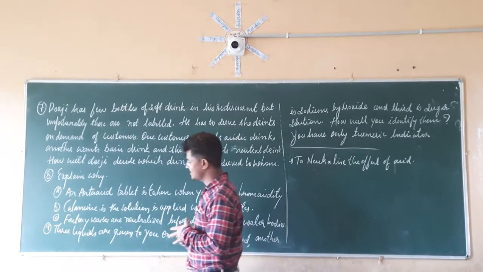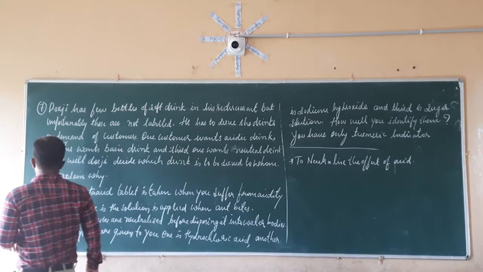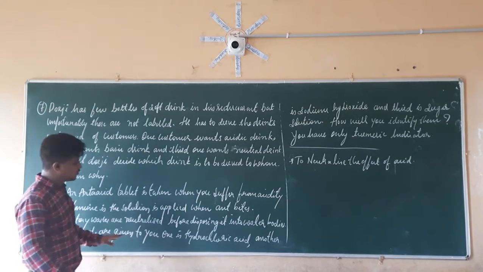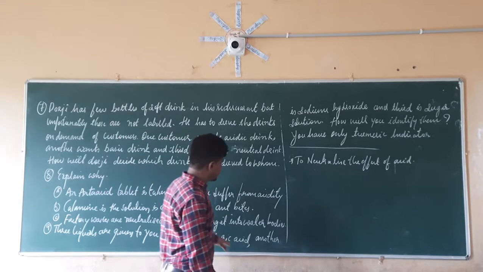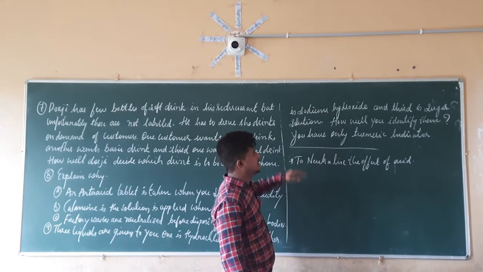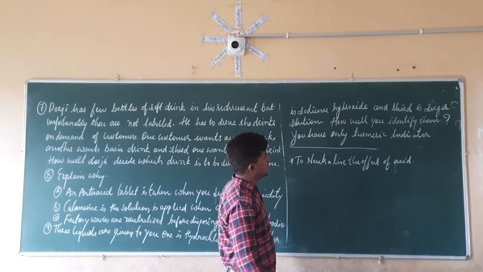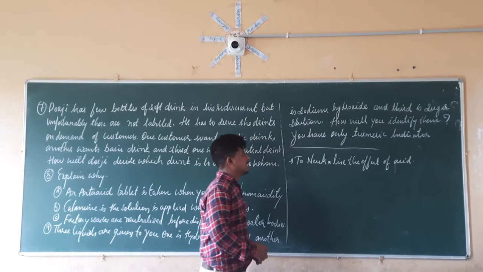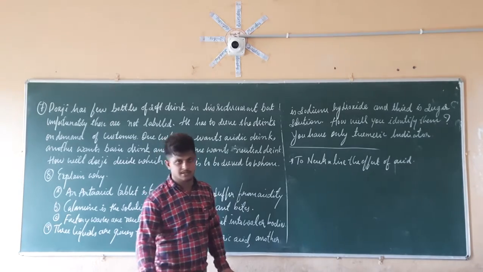That's question number C. Now let us consider question number 9 here. Three liquids are given to you. One is hydrochloric acid, another solution is sodium hydroxide, and the third is sugar solution. How will you identify them? You have only turmeric indicator.